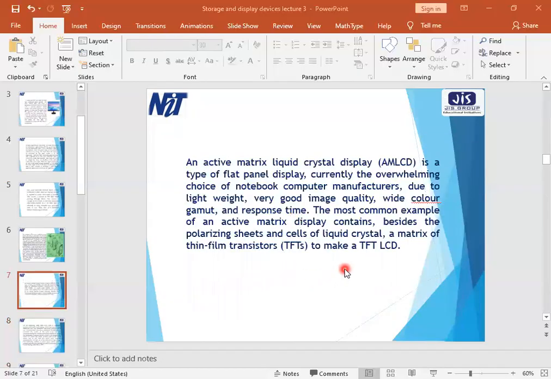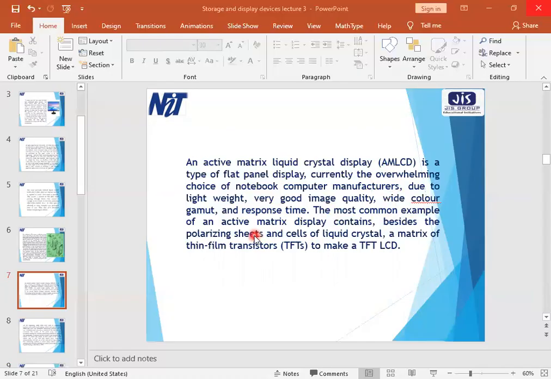An active matrix liquid crystal display, AMLCD, is a type of flat panel display. Currently, it is the overwhelming choice of notebook computer manufacturers due to its light weight, very good image quality, wide color gamut and response time.